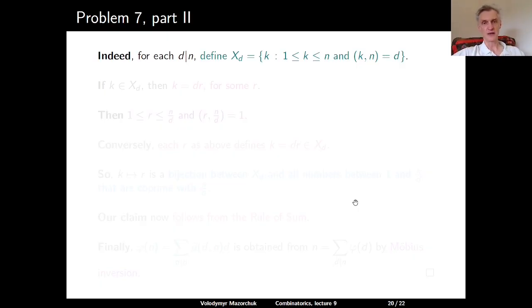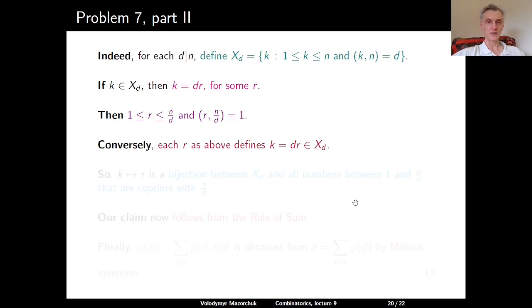Let d be a divisor of n. Let x sub d be the set of all elements between 1 and n which satisfy the condition that the greatest common divisor between this element and n is equal to d. So now, if we have an element in this set x sub d, then this element is divisible by d, so it is of the form d times r for some r. Then this r is, of course, between 1 and n divided by d, and r must be coprime to n divided by d, because d is the greatest common divisor between our k and n.